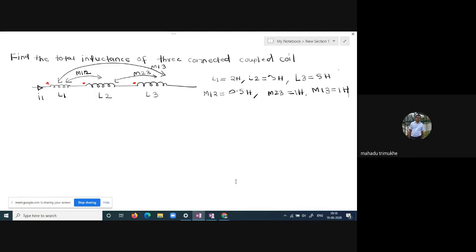In dot rule one, the mutual inductance gets added with the self inductance, meaning whatever sign the self inductance has, the mutual inductance has the same sign. So first we have to find the equivalent inductance for each coil. Now I'll calculate the equivalent inductance for coil 1.